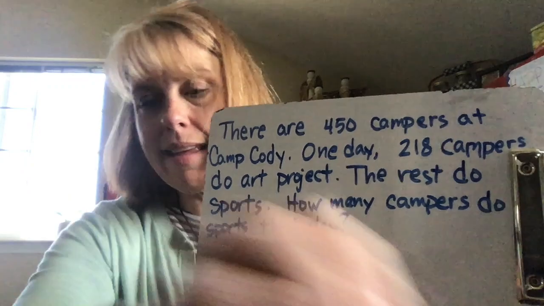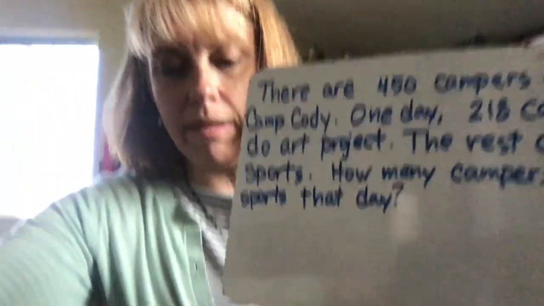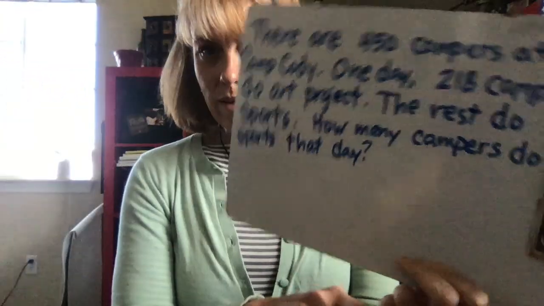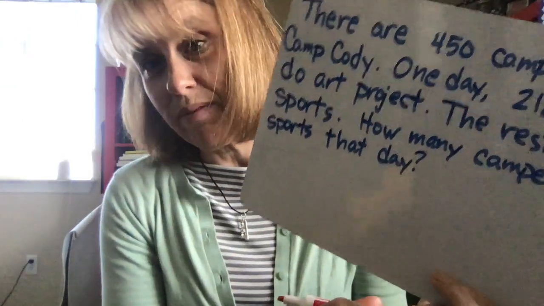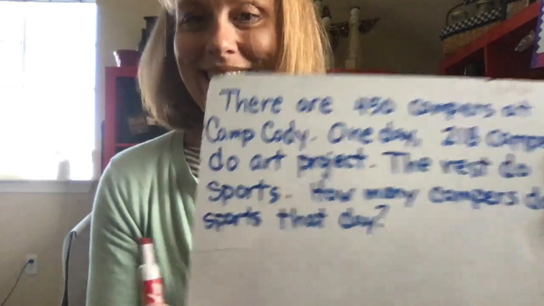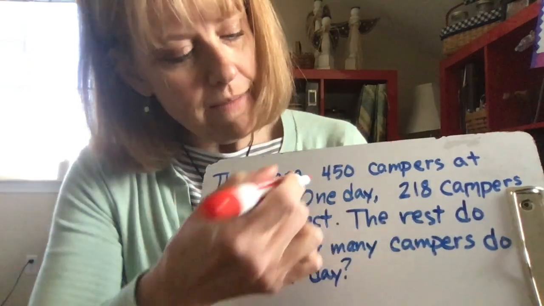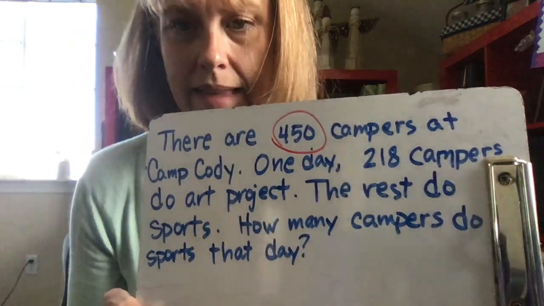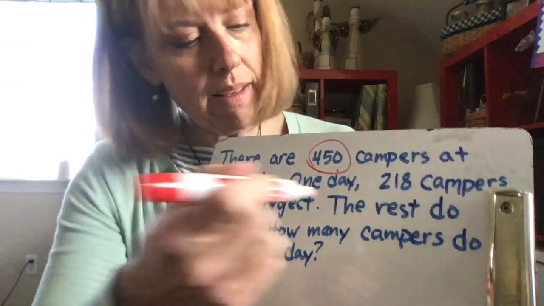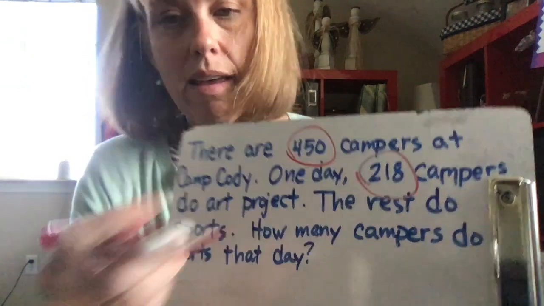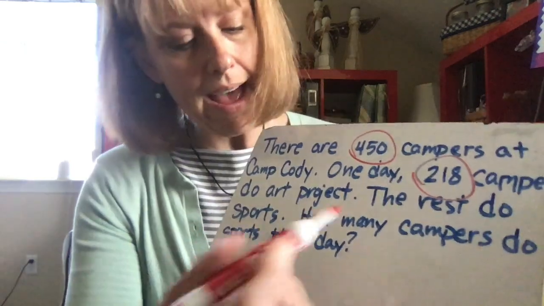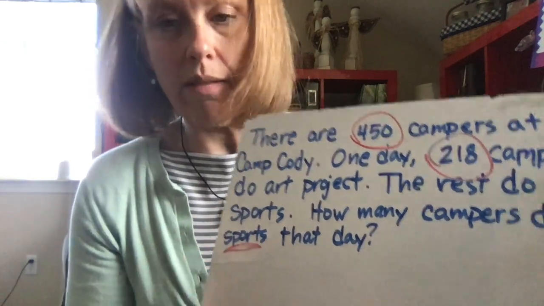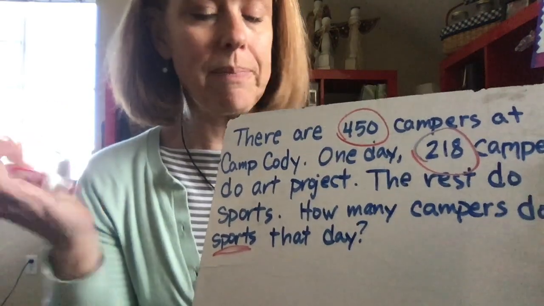Okay, so first of all, let's think about what's important in that particular story problem. What do we need to concentrate on? The fact that they're at camp? Well, that sounds like fun, but nope, that's not it. Okay, so 450, that's how many campers are at Camp Cody. 218 are doing art, the rest are doing sports. We need to figure out how many kiddos are doing sports, right? Okay, how do we figure that out?